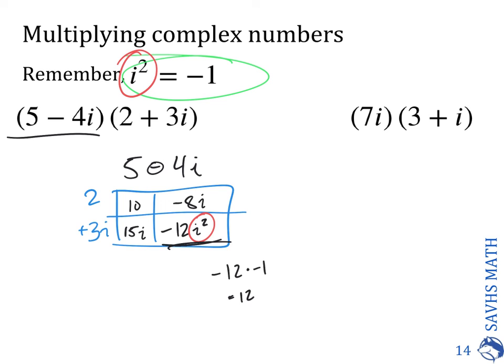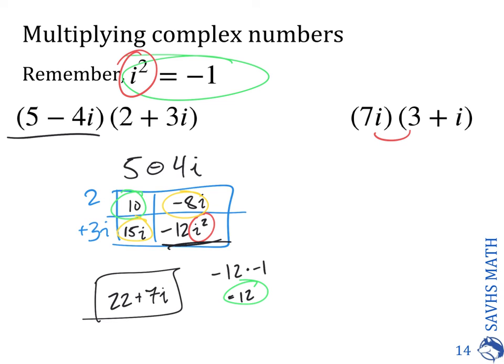So now when we combine our like terms, we have 10 and 12, and then we have 15i and -8i. So 10 and 12 is 22, plus 15i minus 8i is 7i. So there's our answer.